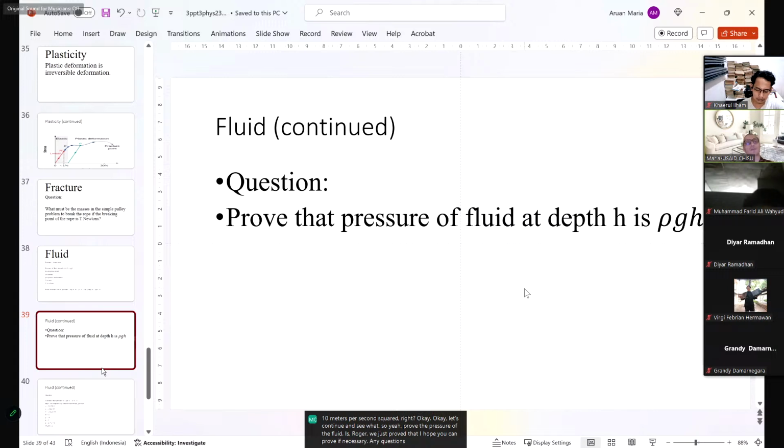Any questions about fluid, about fracture, plasticity, elasticity, projectile, kinetic energy, potential energy, rotational motion, about anything? Okay, then next slide.